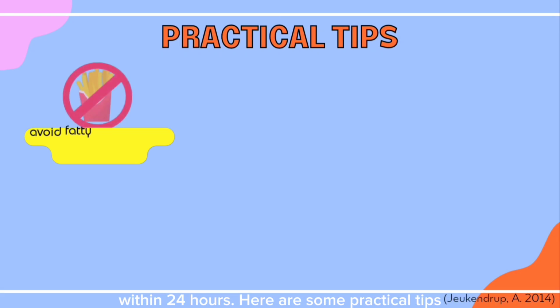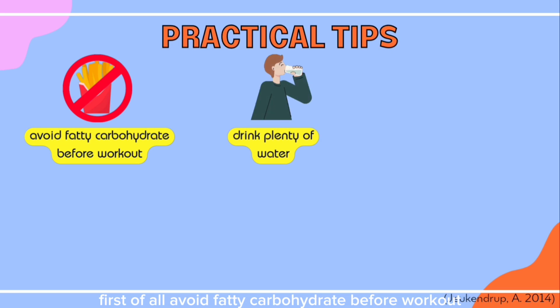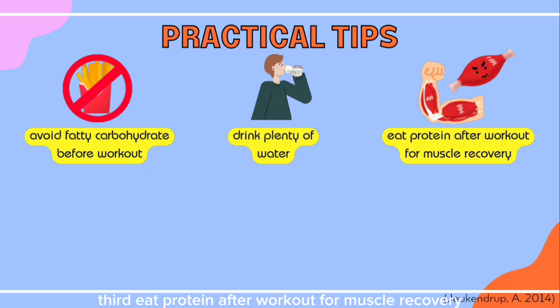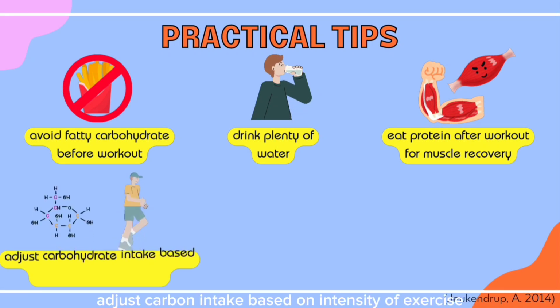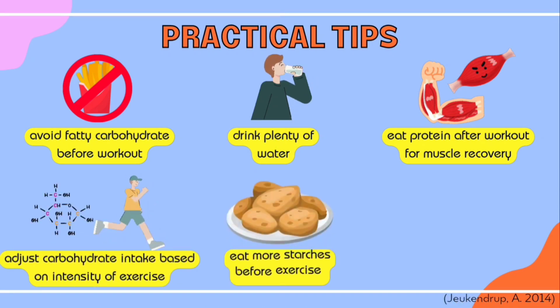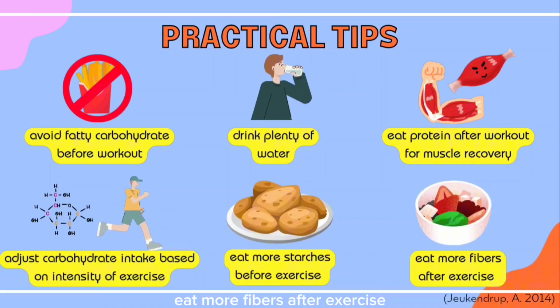Here are some practical tips you can do to boost your performance. First of all, avoid fatty carbohydrate before workout. Second, drink plenty of water. Third, eat protein after workout for muscle recovery. Fourth, adjust carbohydrate intake based on intensity of exercise. Fifth, eat more starches before exercise, and lastly, eat more fibers after exercise.